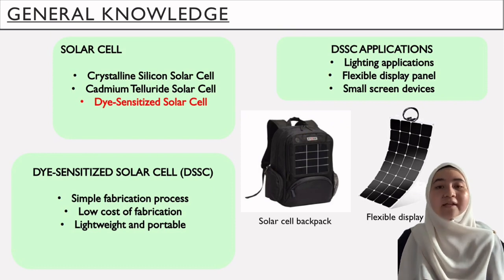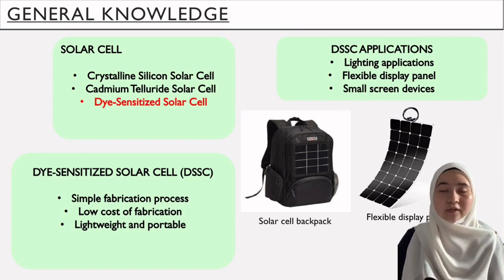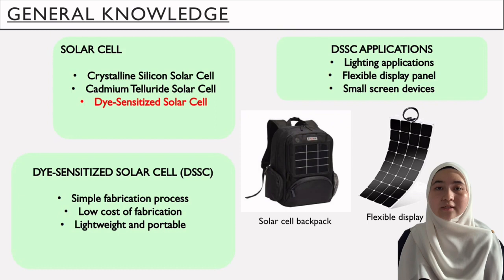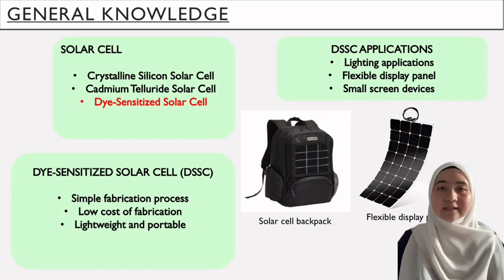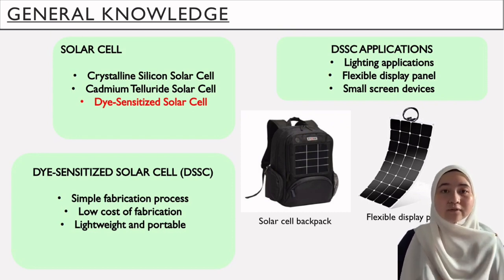Solar cell can be divided into three generations, which is first generation, second generation and the third generation. First generation is crystalline silicon solar cell, second one is cadmium telluride solar cell, and the third one is dye-sensitized solar cell. In this study, we are focusing on the third generation solar cell, which is dye-sensitized solar cell. Why we choose the DSSC as our project research is because it has simple and low cost of fabrication process, and it is also lightweight and portable to be used.